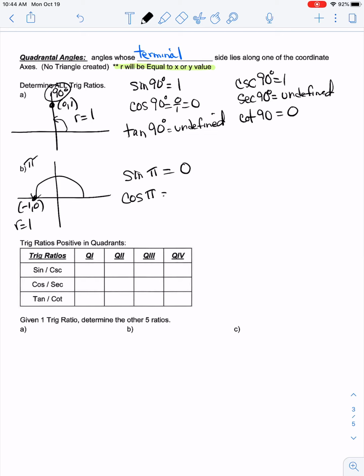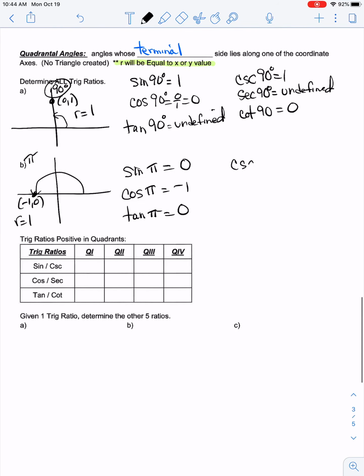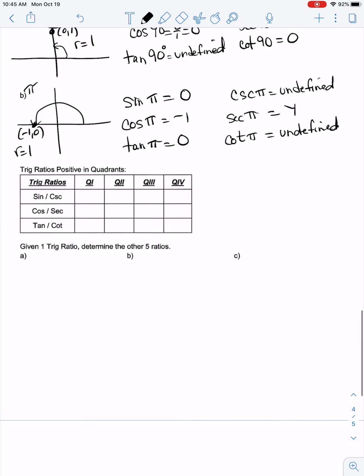cosine pi, -1, tangent of pi is 0, cosecant, undefined, again, because it would divide by 0, secant of pi, -1, and cotan, sorry, I'm trying to go too quick for you probably, because I didn't want this to be so long this time, undefined. Okay.